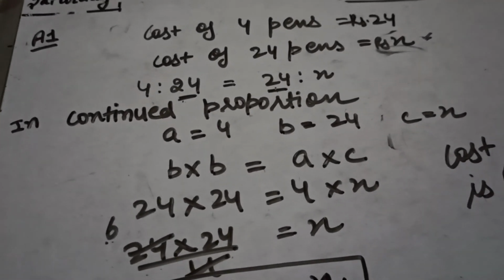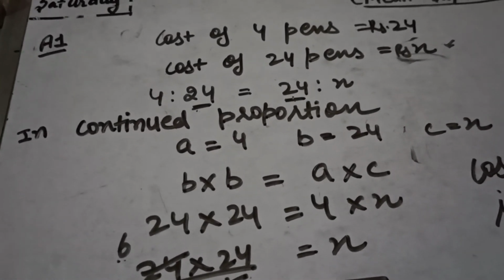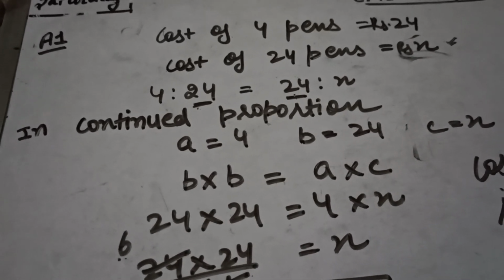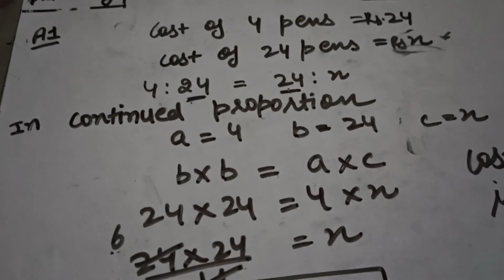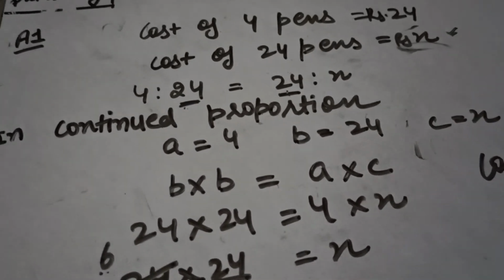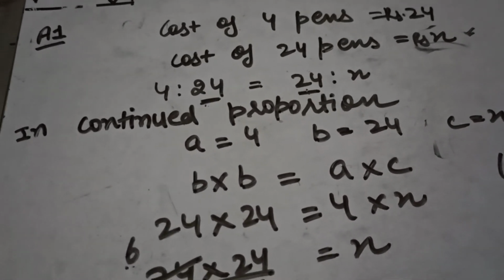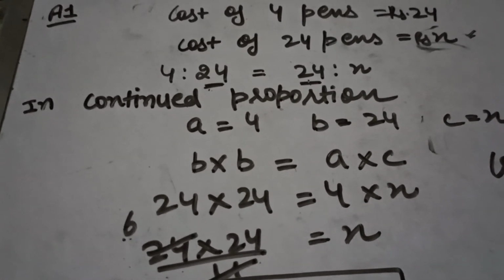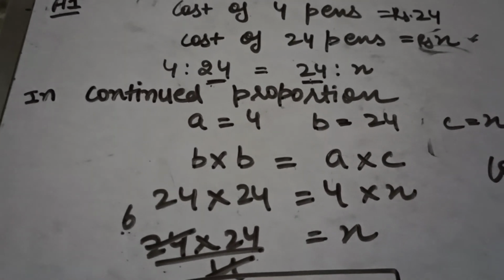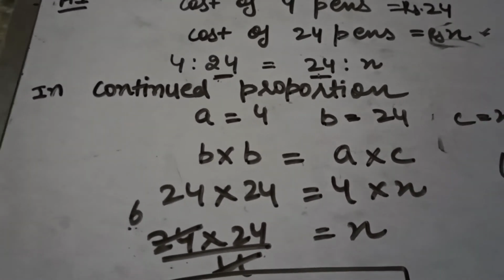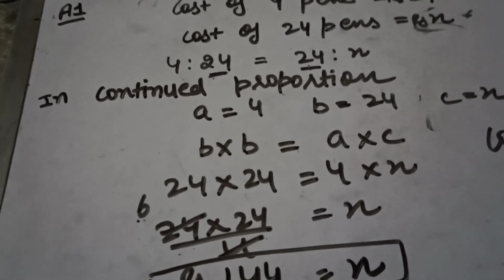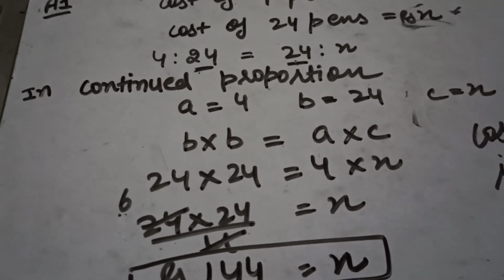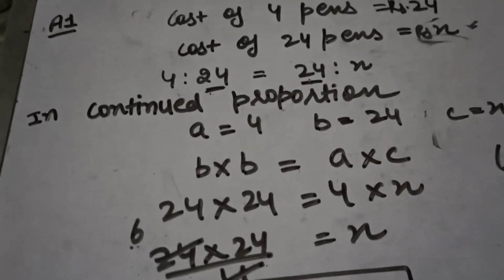After that A2: the ratio of the number of boys to girls in class 6th is 9:5. If the ratio of the number of boys to girls in class 7th is 15:x, and 9:5 is in proportion with 15:x, find the value of x, and this question you can do yourself. Okay students.